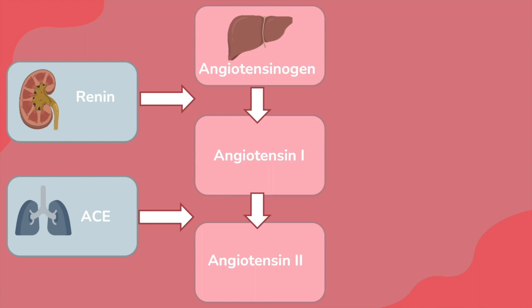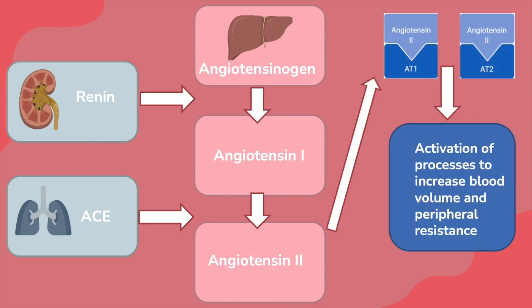ACE binds to angiotensin-1 and catalyzes its conversion into angiotensin-2, which now has specific surface proteins, allowing it to activate one of two G protein-coupled receptors, the AT1 and AT2. This initiates bodily processes that increase blood volume and peripheral resistance in order to increase blood pressure. In patients with hypertension, this process must be inhibited in order to lower blood pressure.